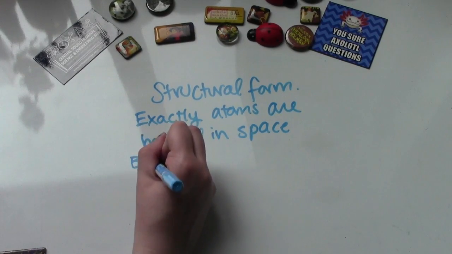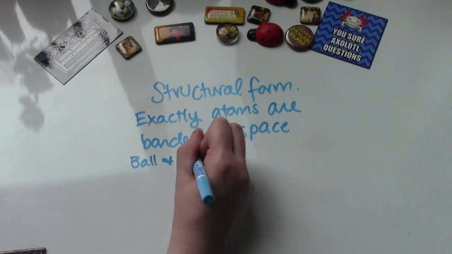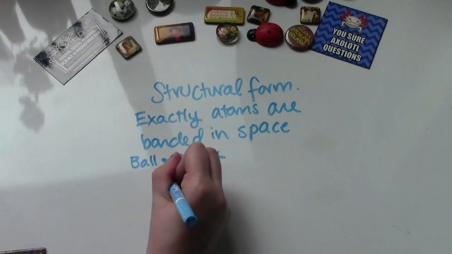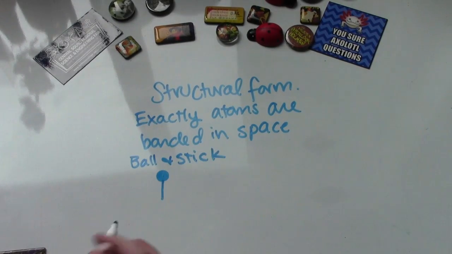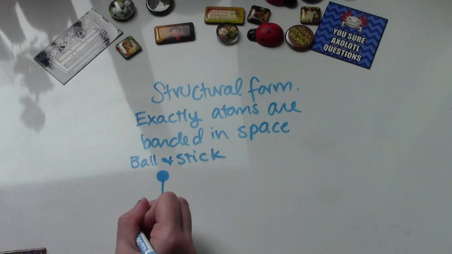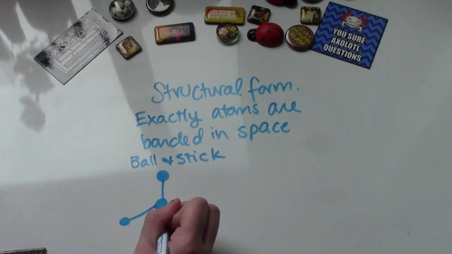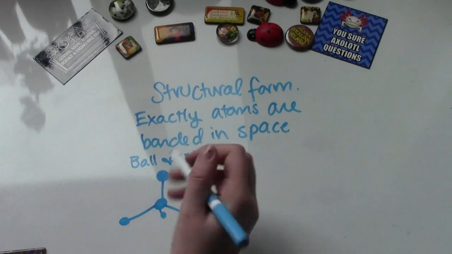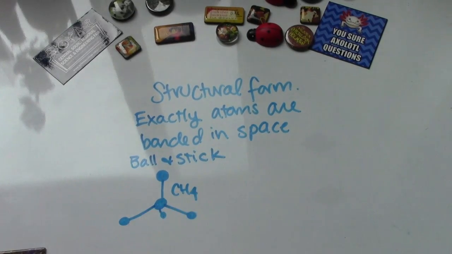One is called the ball and stick. That one's pretty easy. You have your element, and then your element would be the ball, and your bond to another element would be a stick. So this would be a ball and stick structure. Say this was like CH4 or something like that.